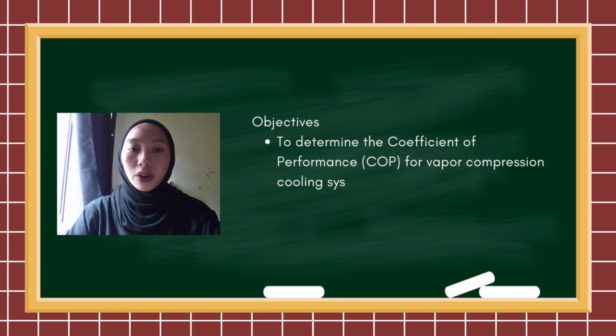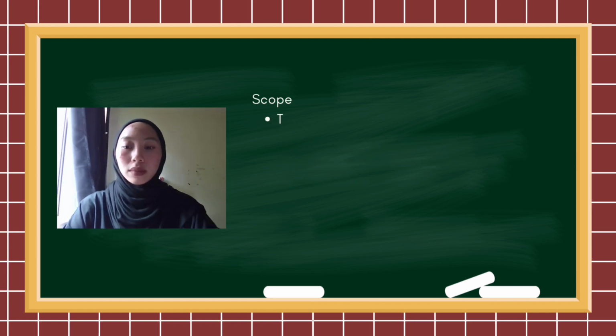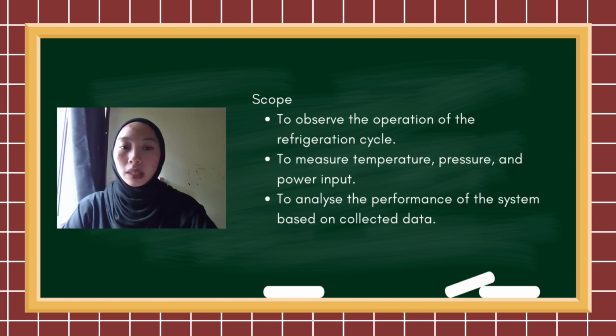So the objective for this experiment is to determine the coefficient of performance, COP, for a vapor compression cooling system. The scope for the experiment is: one, to observe the operation of the refrigerant cycle. Second, to measure temperature, pressure, and power input. Third, to analyze the performance of the system based on collected data.